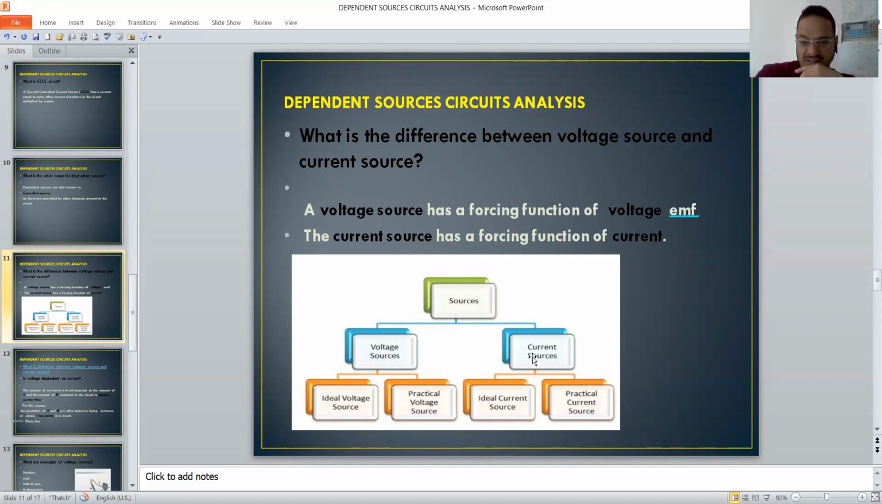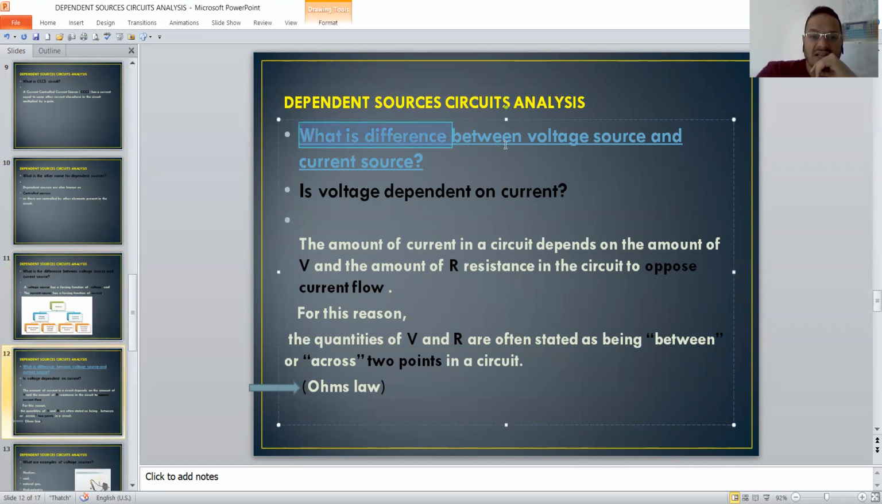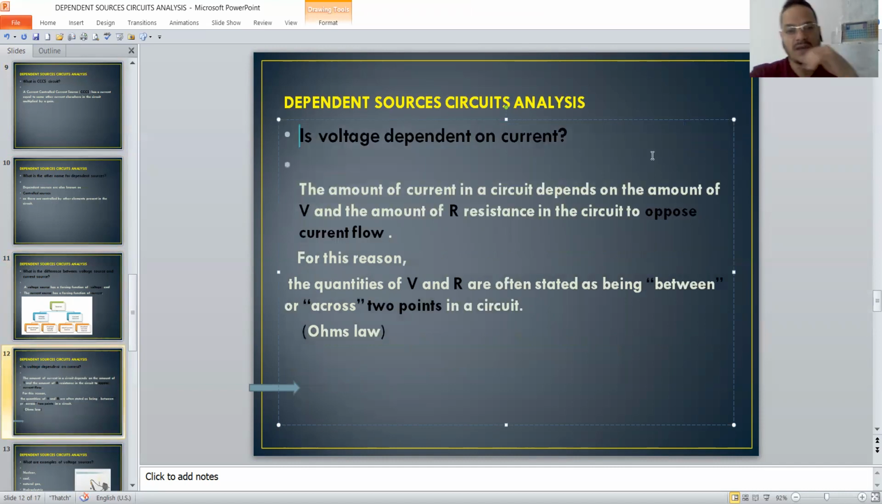Like I said before, we have two types of each: ideal voltage sources and practical voltage sources, and the same thing with current, ideal current sources and practical current sources. Is voltage dependent on current? I think this question is enough.